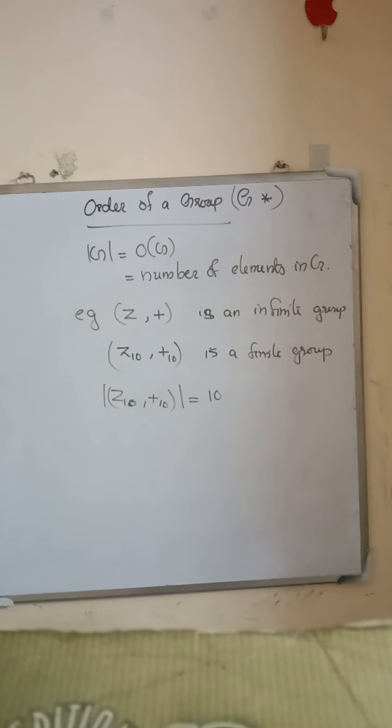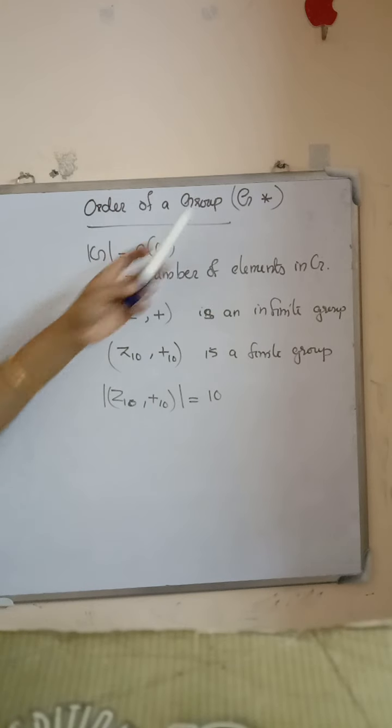Today we discuss order of a group and order of elements in a group. First we define order of a group. Order of a group (G, star).